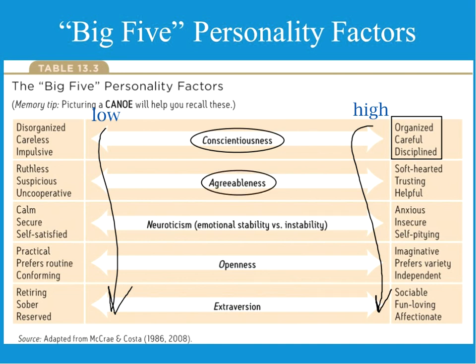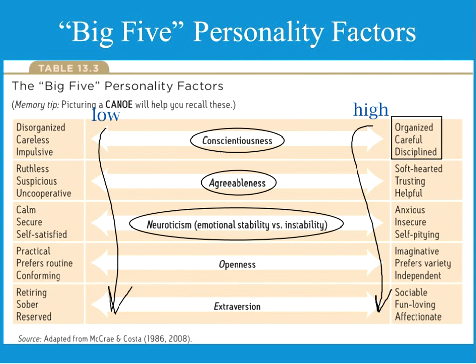Dimension number two is agreeableness. How easy to get along with are you? Well, if you're low on this dimension, you're ruthless, suspicious, and uncooperative. You're sort of cranky. If you're high on this dimension, soft-hearted, trusting, helpful, kind of low maintenance. Like if you go to the movies and the movie sold out, you're like, I don't care. We could go do anything. As long as we get to hang out, I'm cool with that. Doesn't matter, right? Low on agreeableness, you're going to gripe and complain about it the rest of the weekend.